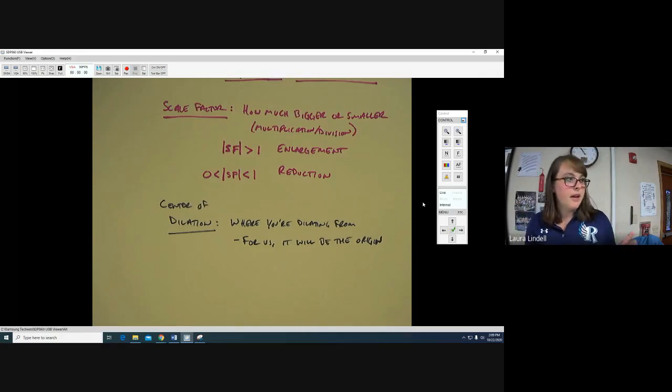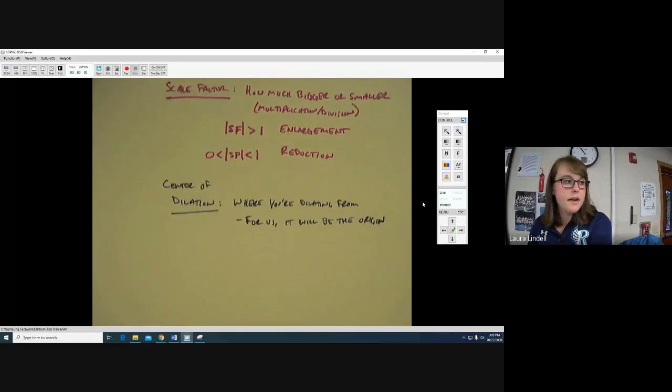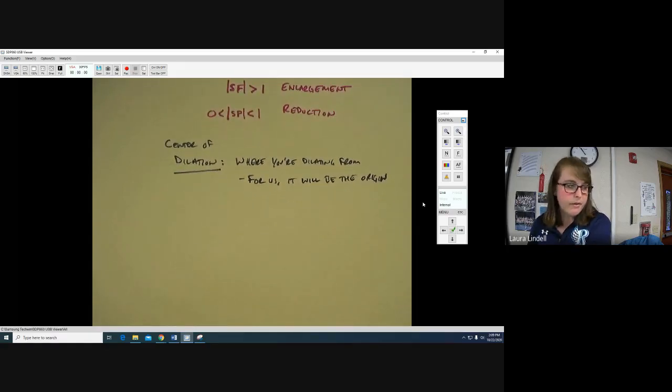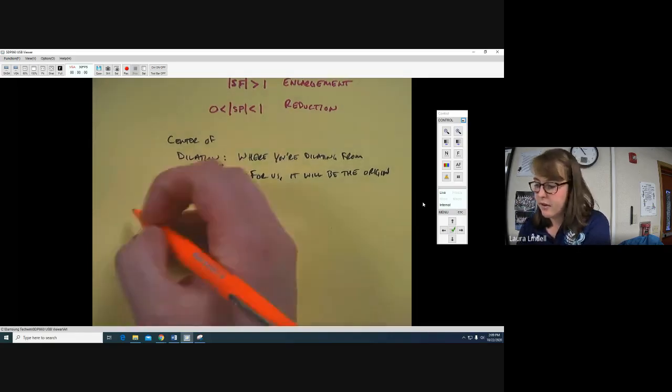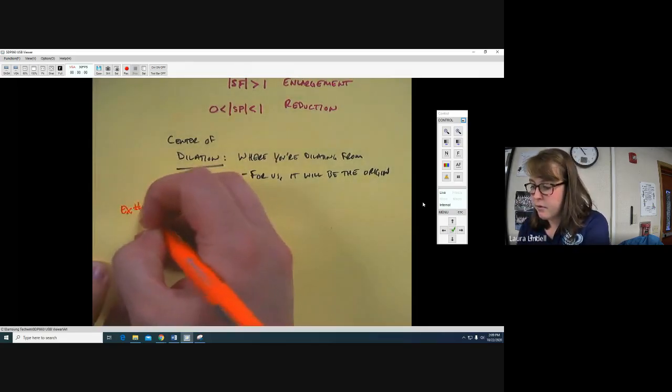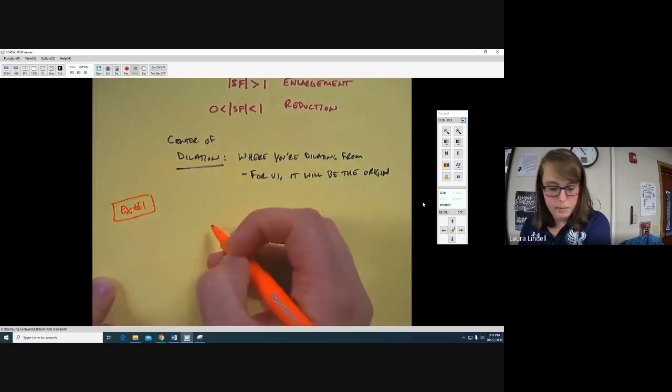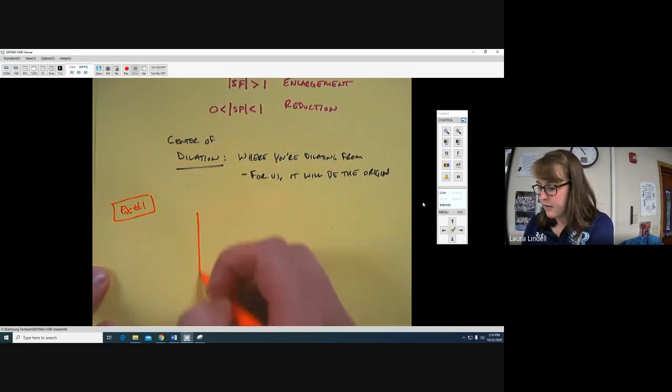So we've talked about scale factor, we've talked about center of dilation. Let's do an example in which we do a dilation. Just like yesterday, this is going to involve some graphing, so drawing coordinate planes and all that good fun stuff. So first example, we're going to make ourselves a nice coordinate plane.